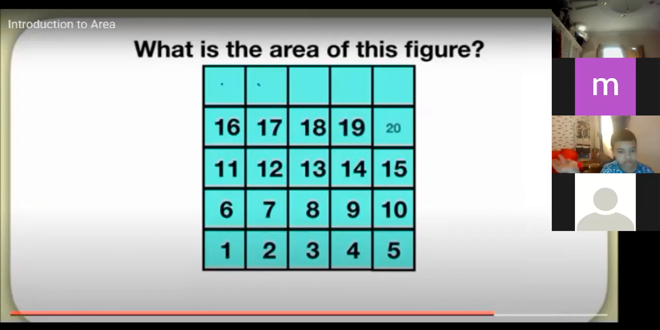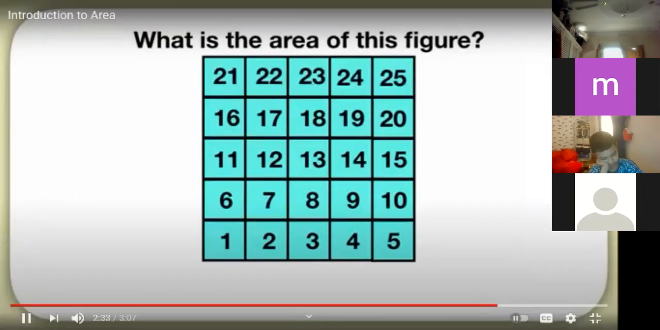Look here, 1, 2, 3, 4, 5. 5 squares in one row. And look how many squares in one column. 1, 2, 3, 4, 5. So we have 5 squares in one row and 5 squares in one column. If you remember times table 5, 5 times 5 is going to be 25. So the answer is 25 without counting. That it has a total area of 25 square units.